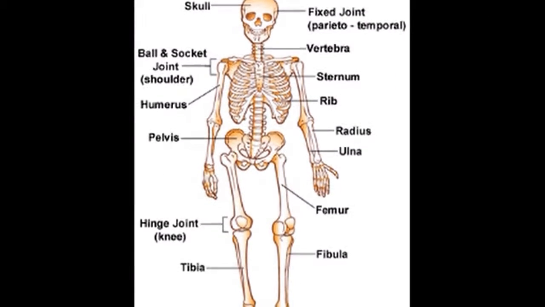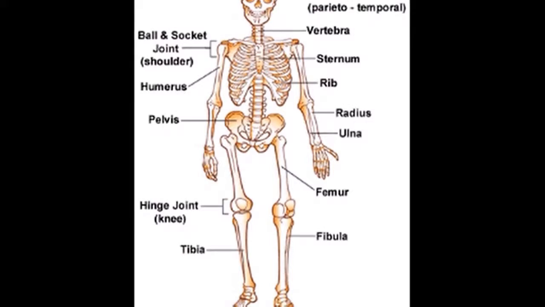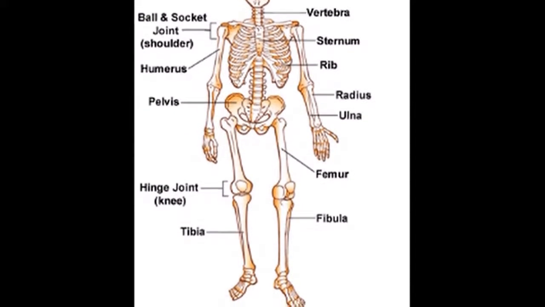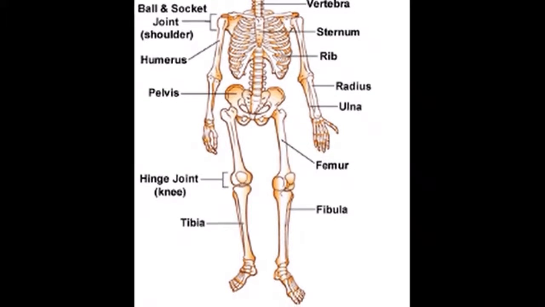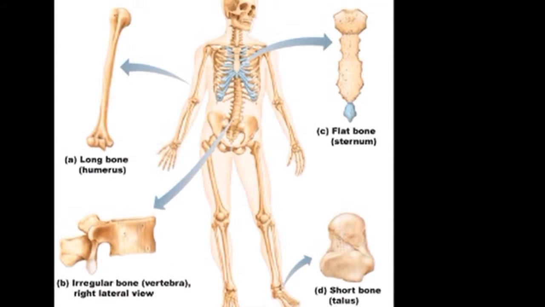Then we have the types of bones. First we have the long bones. These are longer than they are wide, and they grow more than the other classes through childhood, so they are responsible for our height as adults.